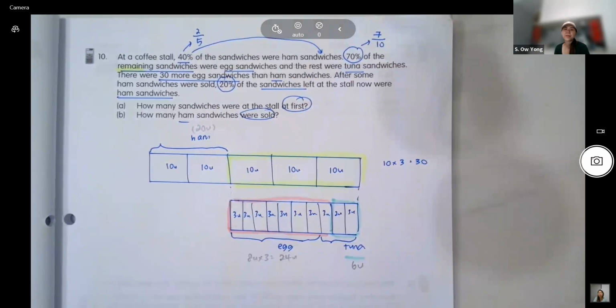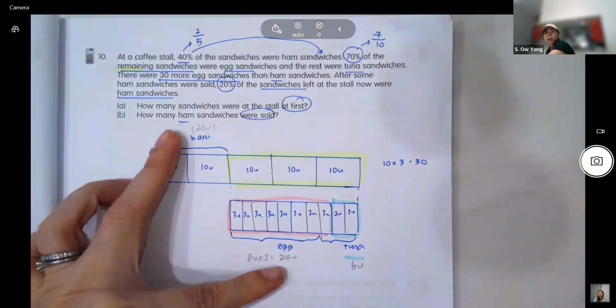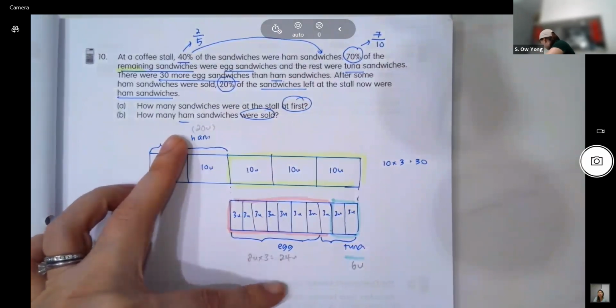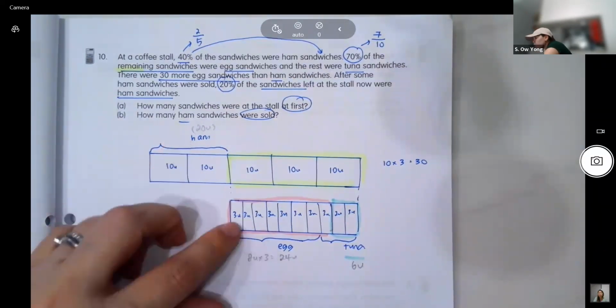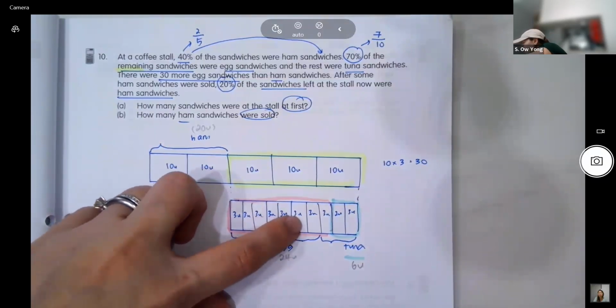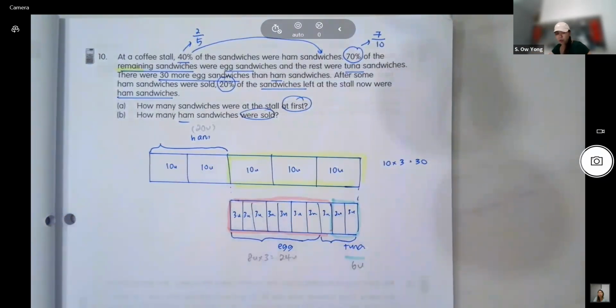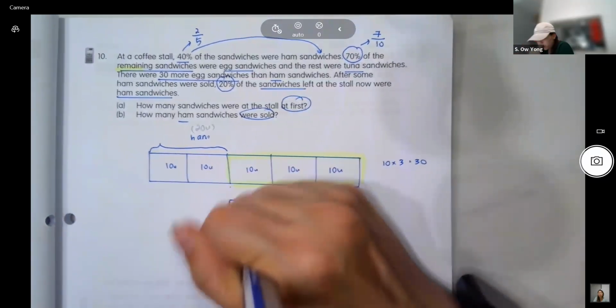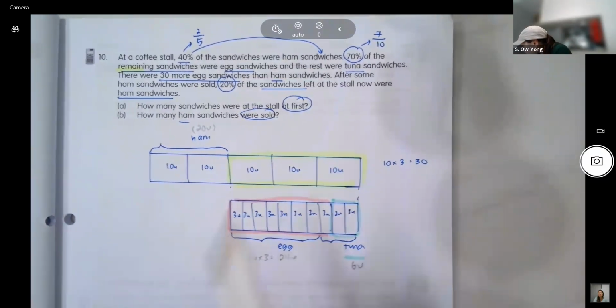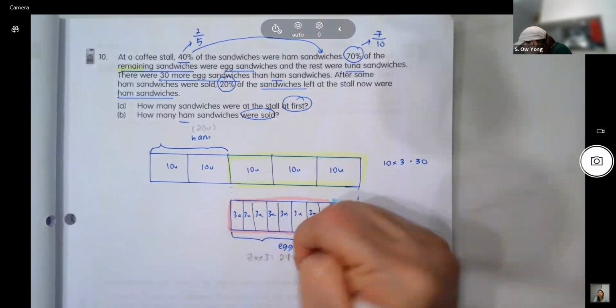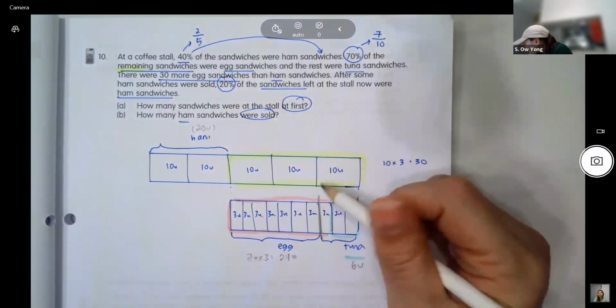Okay? Then they say, there were 30 more egg than ham. They are comparing egg and ham. Let me see. 1, 2, 3, 4, 5, 6, 7. Oh, my apology. Actually, I made a mistake here. By right, it should be 21 units. The 7 units only here. Let me see. 7, 21 units. So here. 1, 2, 3. Yeah, correct.